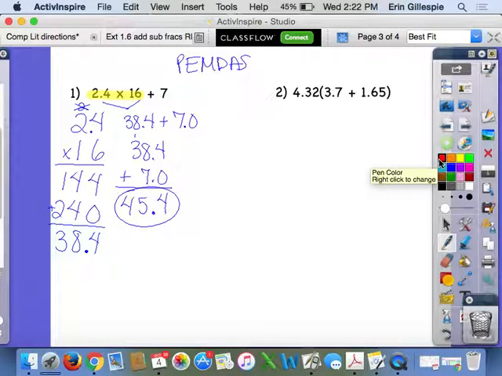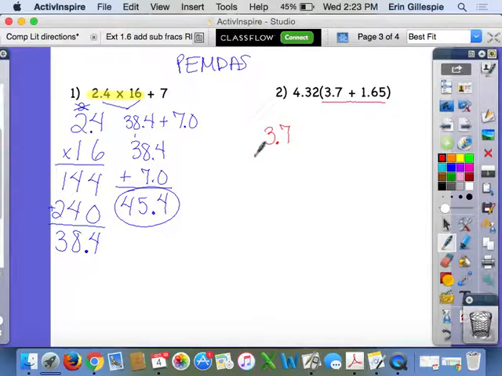Let's take a look at number 2. 4.32 next to parentheses that has 3.7 plus 1.65. So what do we do first? Parentheses are gonna come first. So we have another operation to do inside of there. We're adding. So let's go ahead and add. I need to line up the decimals.